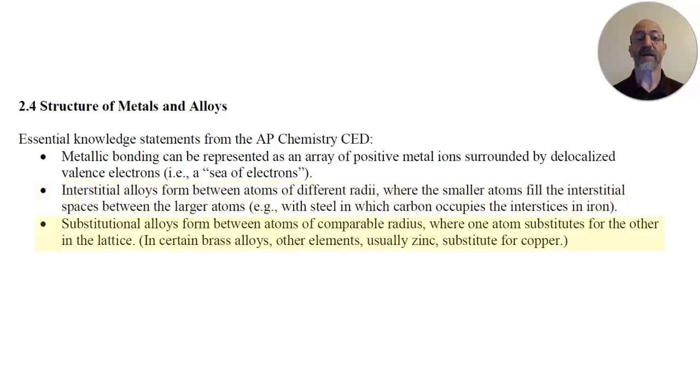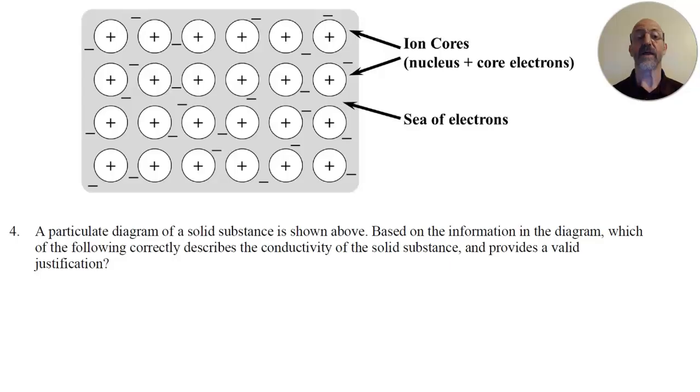On the other hand, substitutional alloys form between atoms of comparable radius, where one atom substitutes for the other in the lattice. For example, brass, which contains copper and zinc, they have roughly the same size, so zinc substitutes for copper. Now let's take a look at the practice for topic 2.4. This is question 4. In question 4, it says, a particulate diagram of a solid substance is shown above.